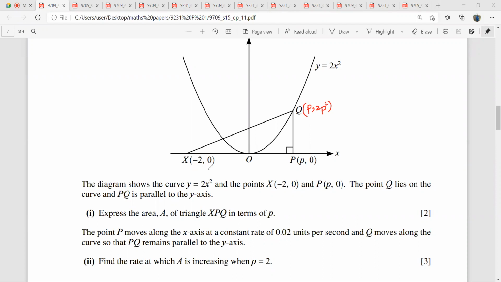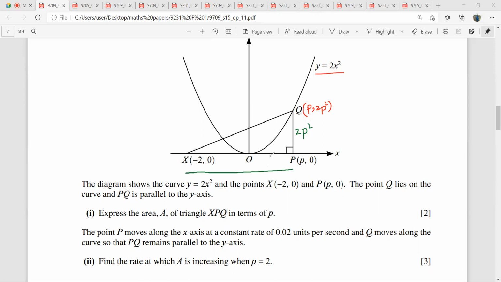So what do you think? What is the length of this P? Where did 2p square come from? Because you take the equation y equal to 2x square. So you put x as P. So what will be your y? So that is P comma 2P square. So children, can I say that this length is 2p square? Yes, sir. Okay, and then what is this length XP?